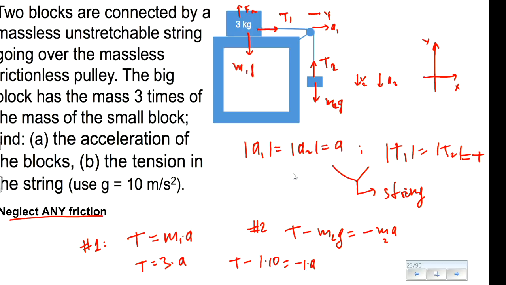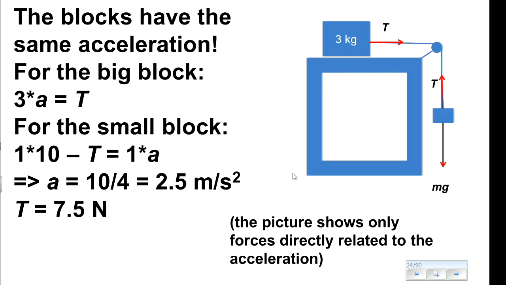I want to again just stress the importance of terminology. We cannot say that acceleration number 1 is equal to acceleration; it is the magnitude of the acceleration. The force of tension number 1 points to the right, tension number 2 points up. Different vectors have the same magnitude. Well, and how do we solve it now? Mathematics.